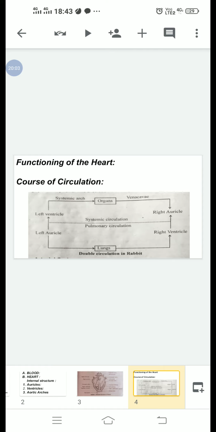The heart has the capacity for rhythmic contraction and relaxation. The contraction is called systole and the relaxation is called diastole. The systole and diastole together constitute the heartbeat. The heartbeat is initiated by a special kind of tissue situated on the inner wall of the right auricle called the sinoauricular node.